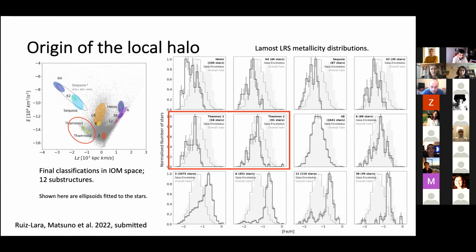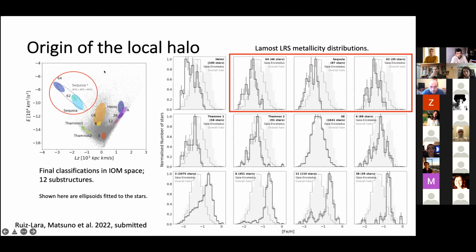Then we have the Sequoia region. Previously this has been thought to be just the debris from one merger, but we actually split it up into the 3 clusters in that region. So we think that only one of the 3 clusters that we find in this region corresponds to what people call Sequoia. This is because of the kinematics, which I'm not showing here, but they have slightly different kinematics. They also have slightly different metallicities, but not so different.